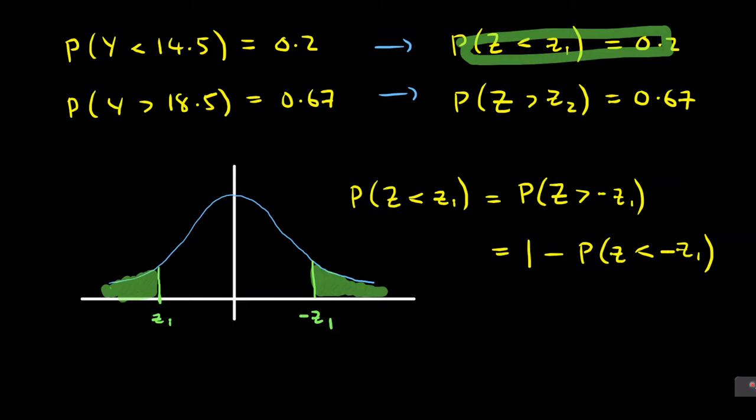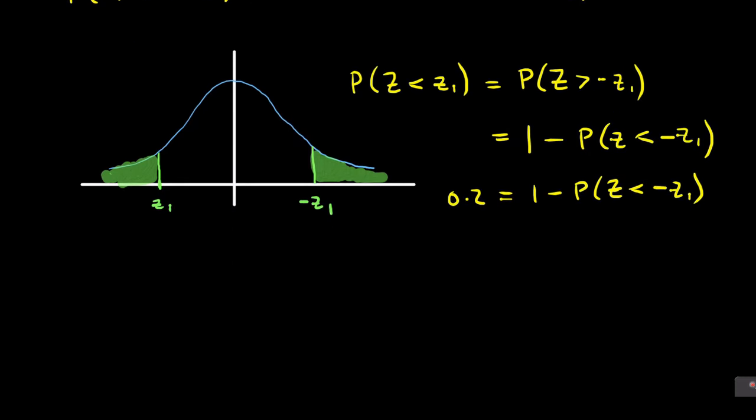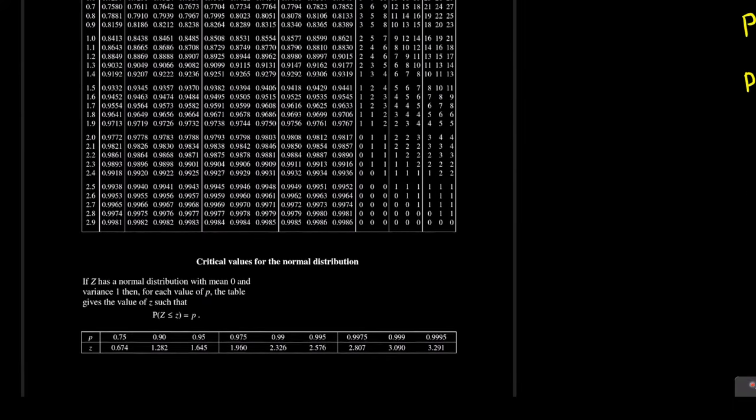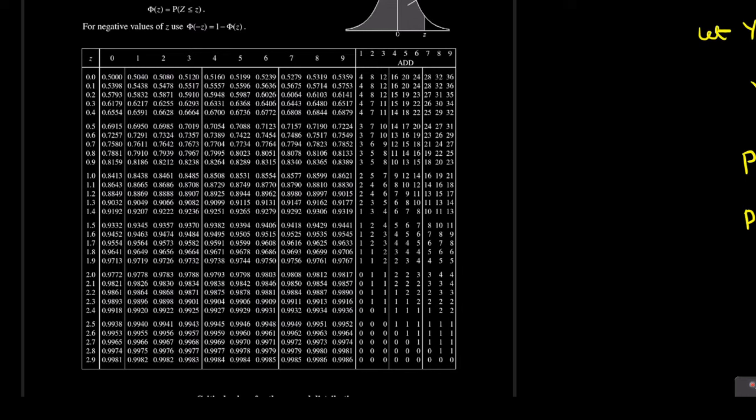So if this thing here is equal to 0.2, we've got 0.2 is equal to 1 minus the probability that Z is less than minus Z1, which is the same thing as finding that the probability that Z is less than negative Z1 is equal to 0.8. So now what I've got to do is try to find 0.8 on my table of data. So let's go over here. Let's find 0.8. Where is that going to be? There we've got 0.8 here, 0.79, 0.7.